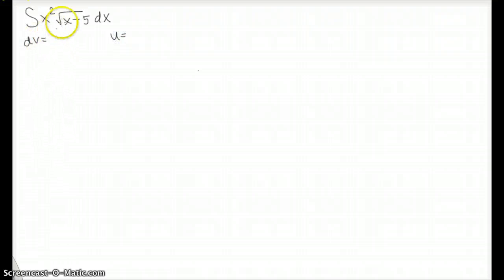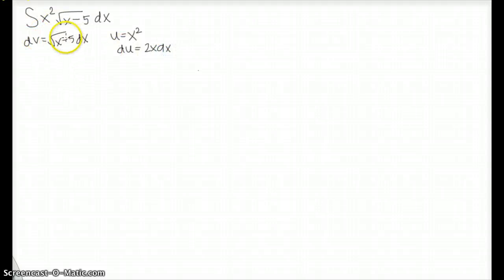So dv should always be the most complicated thing in the integral. So we're going to go with the radical x minus 5. And you always want to make sure you put the dx with the dv. And whatever's left over is equal to u, so we're going to make x squared be u. We can solve for du pretty easily. We just take the derivative of u, so it's just going to be 2x dx.